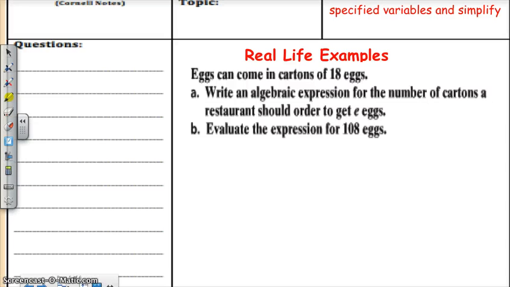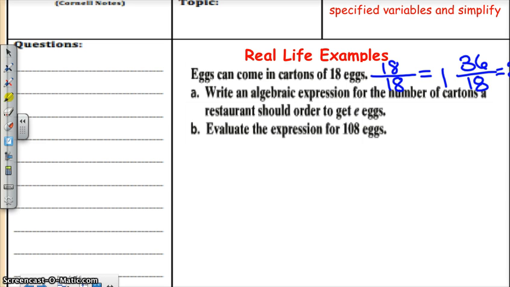18 come in each carton, so how many cartons do I need? 1. How many 18s are in 18? I'd need 1 carton. Let's say I needed 36 eggs. How many cartons would I need? 2. I would divide, and I want to know how many 18s are in that 36. I would need 2. So I always relate it to what I know at first.